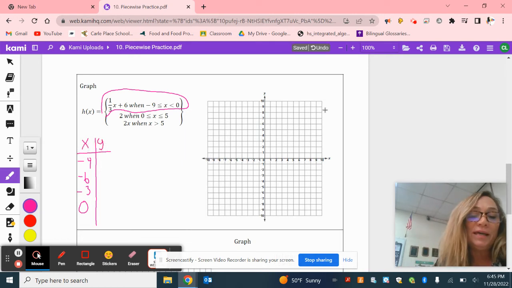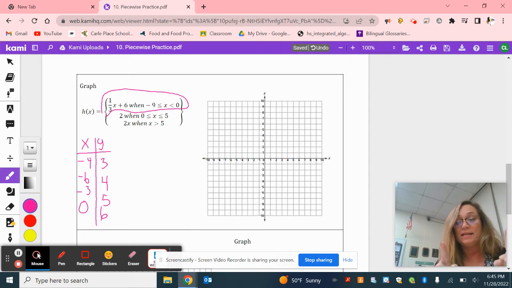When I substitute in, I get -3 plus 6, which is 3. I get -2 plus 6, which is 4. I get -1 plus 6, which is 5. And I get 0 plus 6, which is 6. This is not going to be a ray. This is going to be a segment because it has a start and a stop.